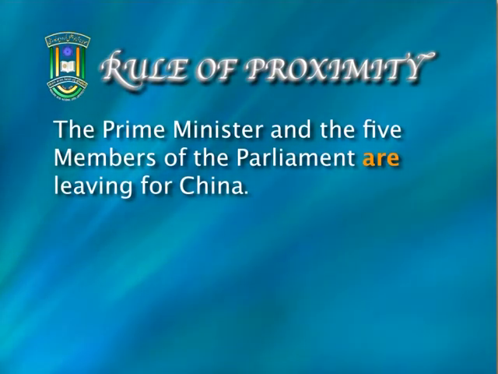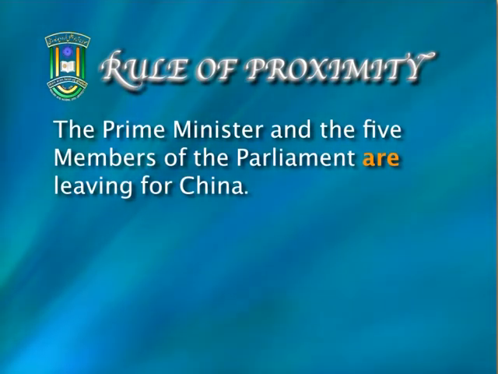If you remember, I told you the rule of proximity is applied when there is more than one subject. In this sentence, the Prime Minister is one subject, five members of the Parliament forms another subject. Which subject is nearer to the verb? The plural subject, members of the Parliament, and the verb agrees accordingly.